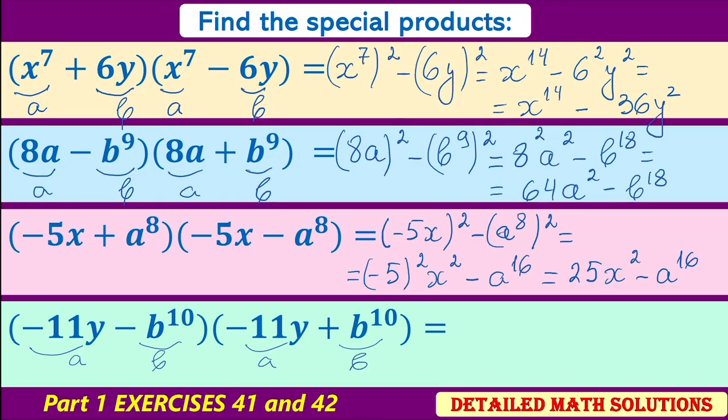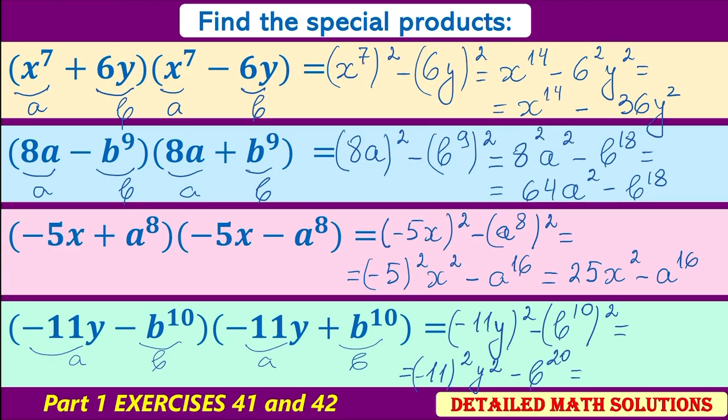This way, when I use the formula, this equals minus 11y in parentheses squared minus b to the 10th power in parentheses squared. This equals minus 11 in parentheses squared multiplied by y squared minus b to the 20th power. This equals 121 y squared minus b to the 20th power.